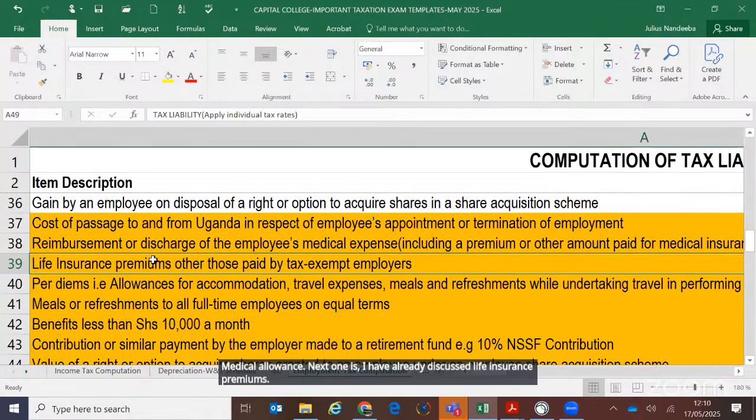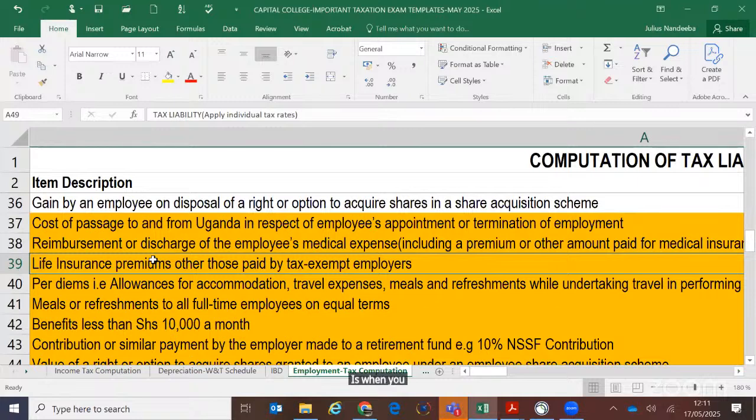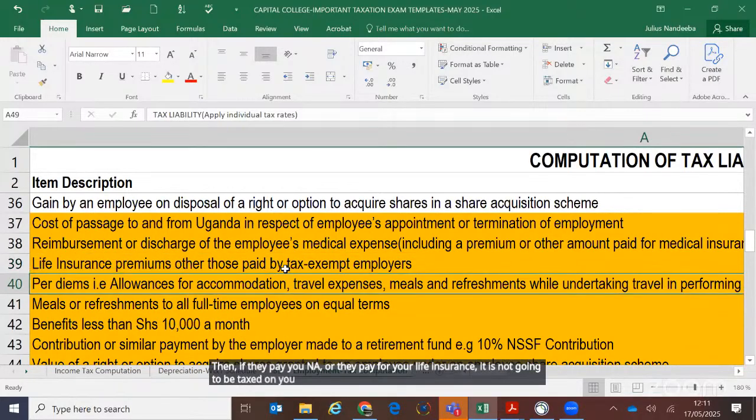Next one is, I have already discussed life insurance premiums. The only time when you are going to be exempt is when you have medical insurance allowance premiums other than those by tax exempt employers. So this time, if your employer is tax paying, then if they pay for your life insurance, it is not going to be taxed on you. It is going to be exempt.